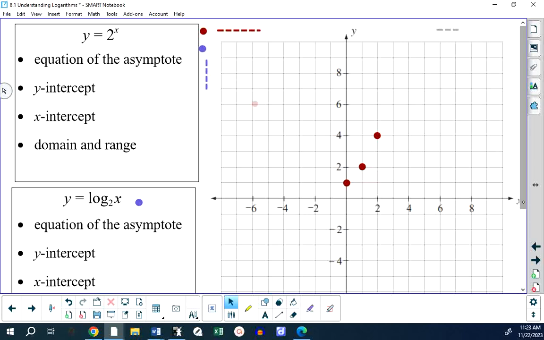And I don't have room to double past 8. If I go in the other direction, y is cut in half. And we should know that there is a horizontal asymptote at y equals 0.